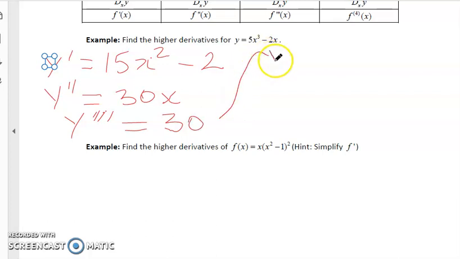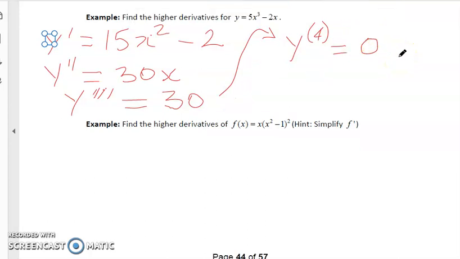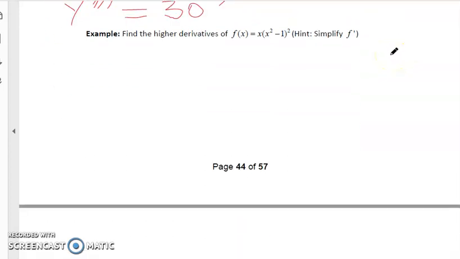So let me just come out here now. And so we have y, not four strokes, but 4 inside a set of brackets, is equal to 30, which is just a constant. The derivative of a constant is 0. Now, do I need to do it again? No, because the fifth derivative would also be 0, and the sixth derivative would be 0, and so on. So you can stop there. That's all the higher derivatives for that one. So that example is completed. All right, let's look at the one that comes after that.